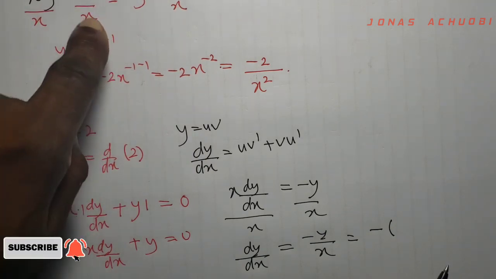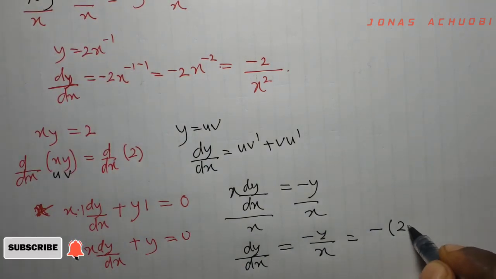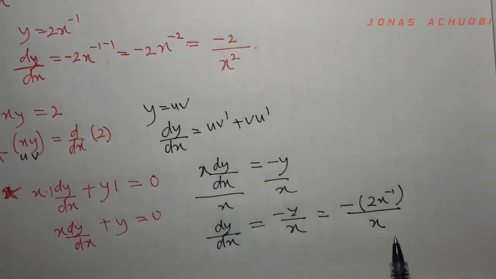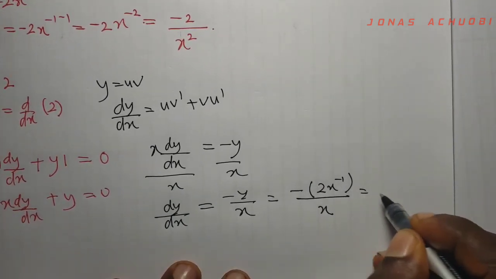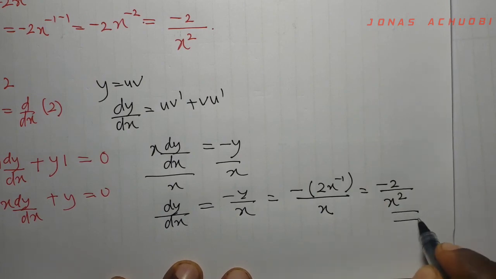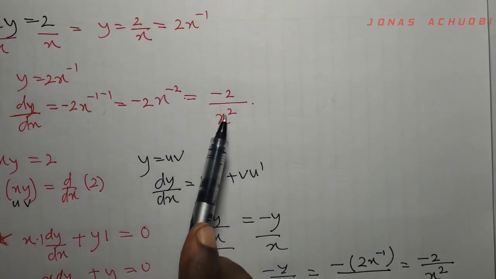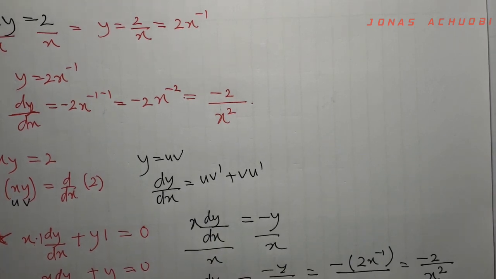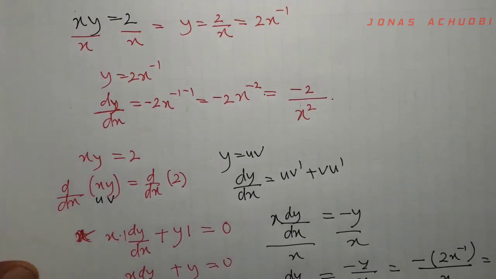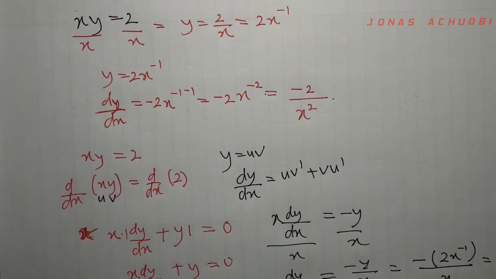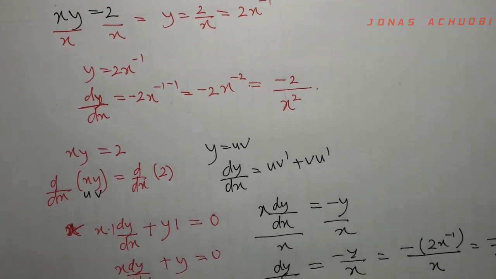y is 2x raised to the power minus 1. So y is 2x raised to the power minus 1 divided by x. If you simplify this carefully, this becomes minus 2 over x squared, which is just the same thing as what we got when we did our explicit differentiation. So this tells us that where it is possible to simplify the implicit function in terms of explicit and differentiate, we end up with the same solution.